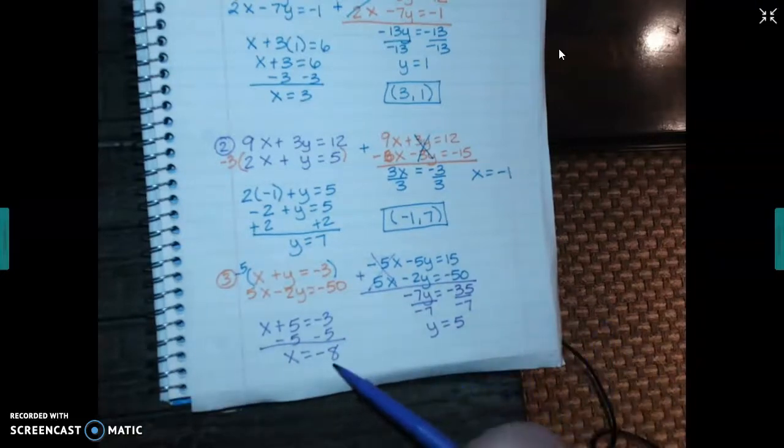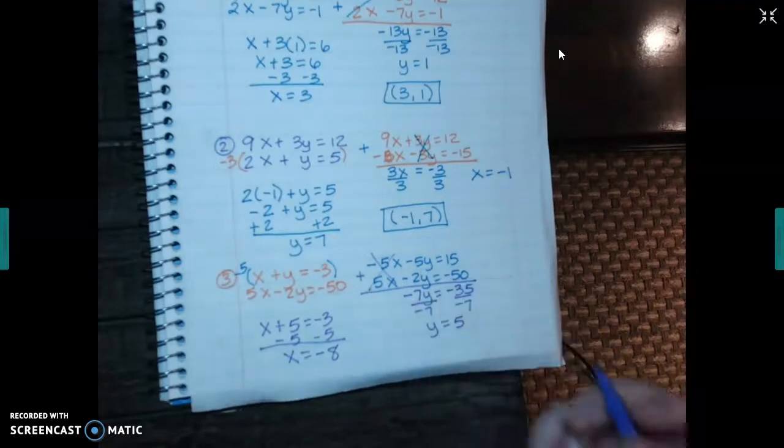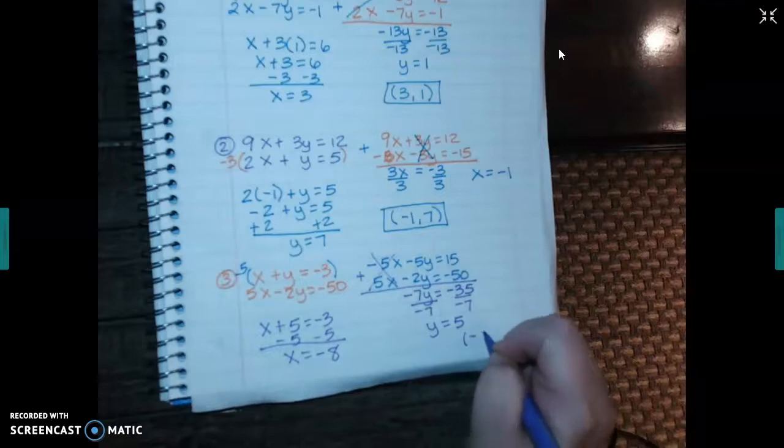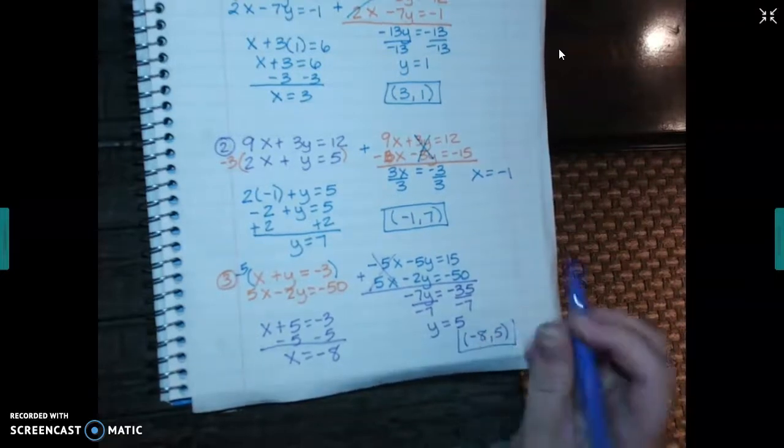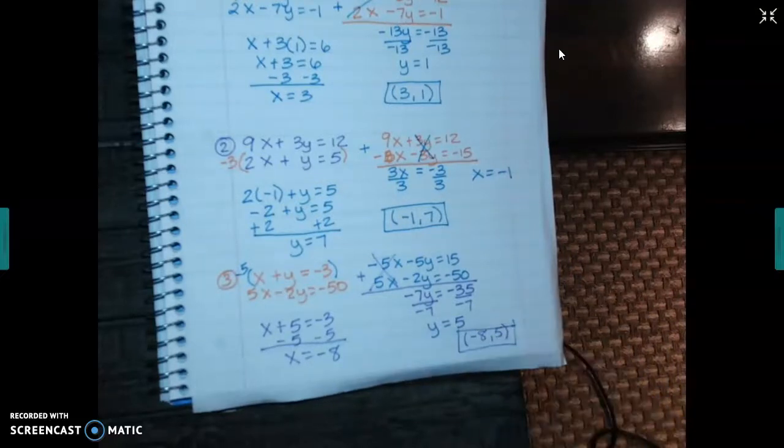As you can see, I have a value for x and I have a value for y. I can now write my solution as an ordered pair. Negative 8 is my x and 5 is my y. So my point of intersection, if I was to graph these, or your solution as we call it, would be negative 8, 5.